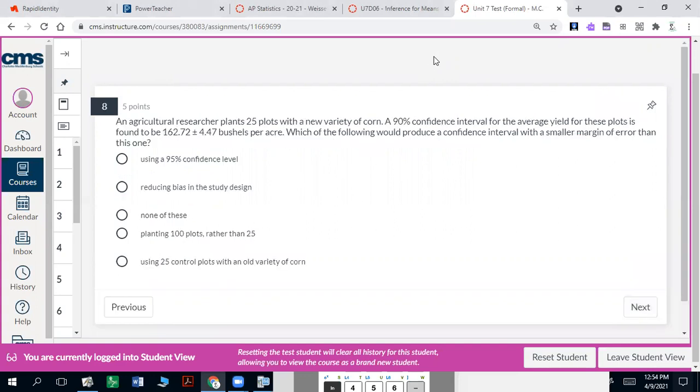All right, number 8. An agricultural researcher plants 25 plots with the new variety of corn. A 90% confidence interval for the average yield for these plots is found to be 162.72 plus or minus 4.47 bushels per acre. Which of the following will produce a confidence interval with a smaller margin of error than this one?